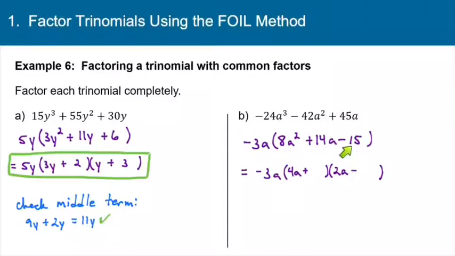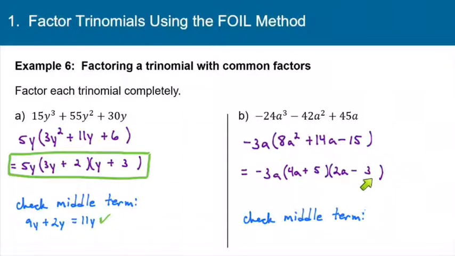Last times last is 15. So the factors of 15 are either 1 times 15 or 3 times 5. And we just have to make a guess as to what goes here. So I'm going to put a 5 here and a 3 here. And now let's check the middle term and see if we get the 14a that we're looking for.